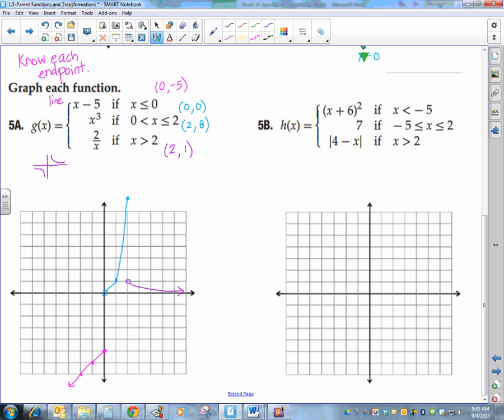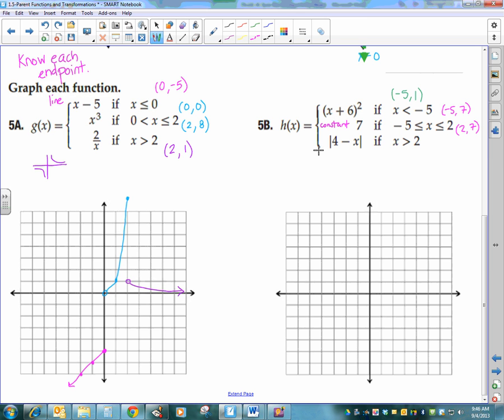All right, let's look at the last one. Again, you want to know each endpoint. So if I put in -5, I get 1. 1 squared is 1. So at -5, I have 1. Oh, look at this. Hopefully y'all can see that, our constant function, which means that if I have -5, y is 7. And if I have 2, y is 7.